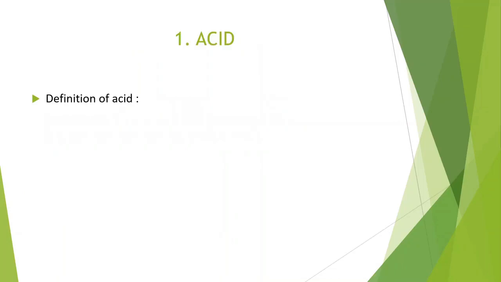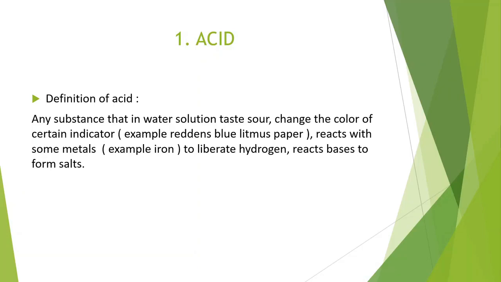Definition of acid. Any substance that in water solution tastes sour, changes the color of certain indicators, for example reddens blue litmus paper, reacts with some metals, for example iron, to liberate hydrogen, and reacts with bases to form salts.